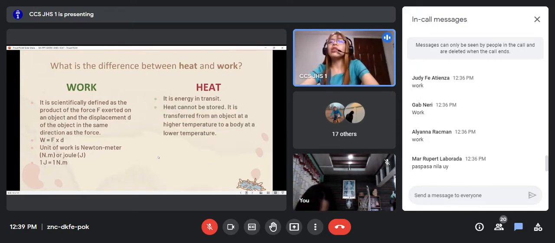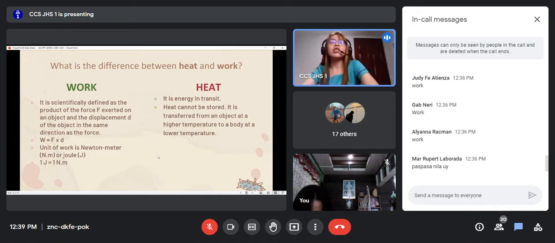And the flow of the energy is from high temperature to low temperature. That is the natural way or natural process of the transfer of heat. So heat cannot be stored because we call that thermal energy. So it is transferred from an object at a higher temperature to a body at a lower temperature.